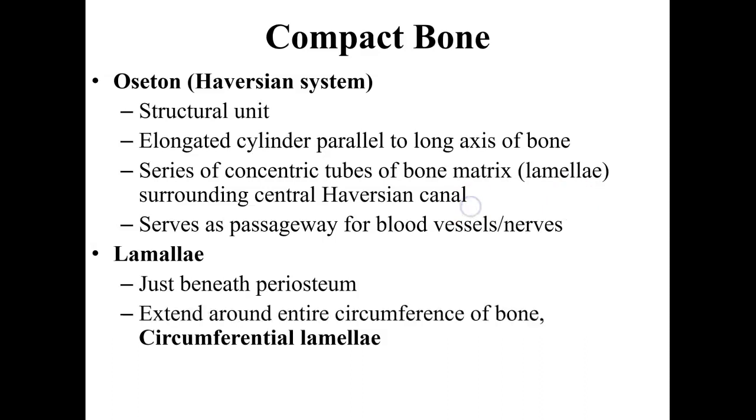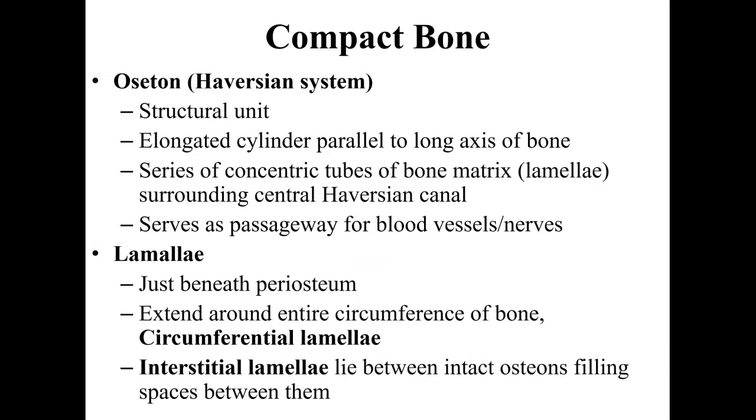The lamellae is simply going to be a section that's just beneath the periosteum. It's going to extend around the entire circumference of the bone. So it's kind of like a tree, which has different circles around it. This osteon is going to be made up of different circles, and each one of those circles is called a lamellae. And so you can have circumferential lamellae, and you can have interstitial lamellae. The ones that go around the entire circumference of the bone are the circumferential lamellae. The interstitial are going to lie between intact osteons, and they're going to fill in the spaces between them.